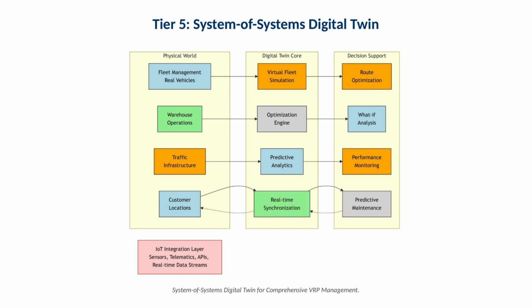This figure shows the system of systems view. Telematics, warehouse systems, traffic data, and customer interfaces all feed into a unified simulation and decision layer. A well-designed digital twin helps managers evaluate changes safely, such as fleet expansion, new service areas, or seasonal demand shocks.